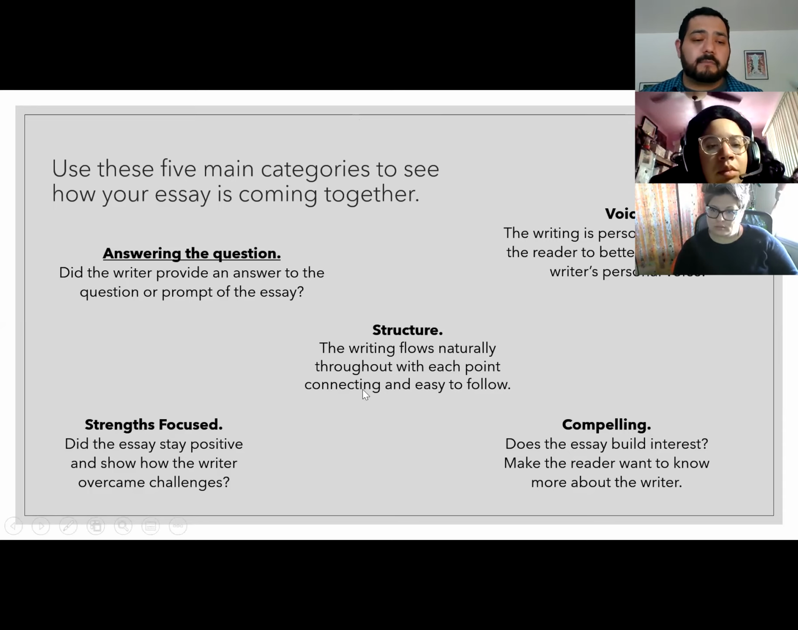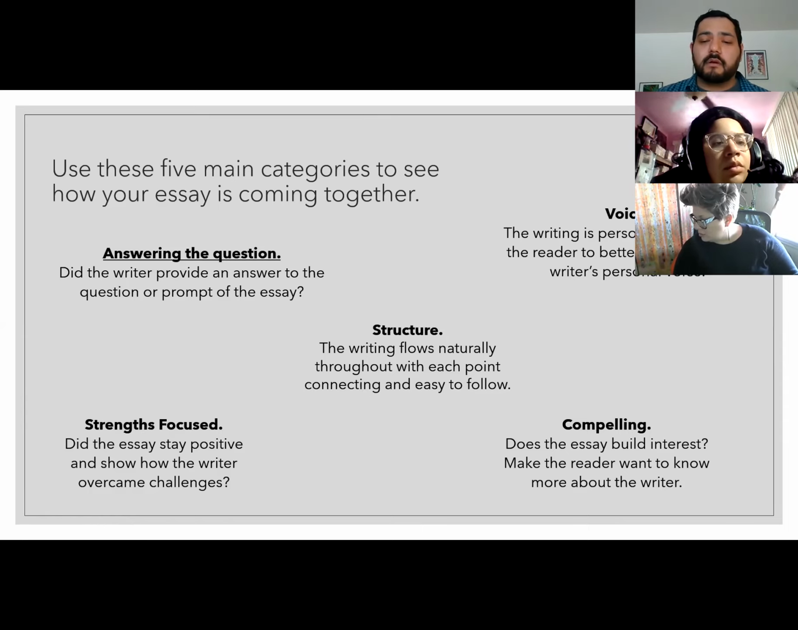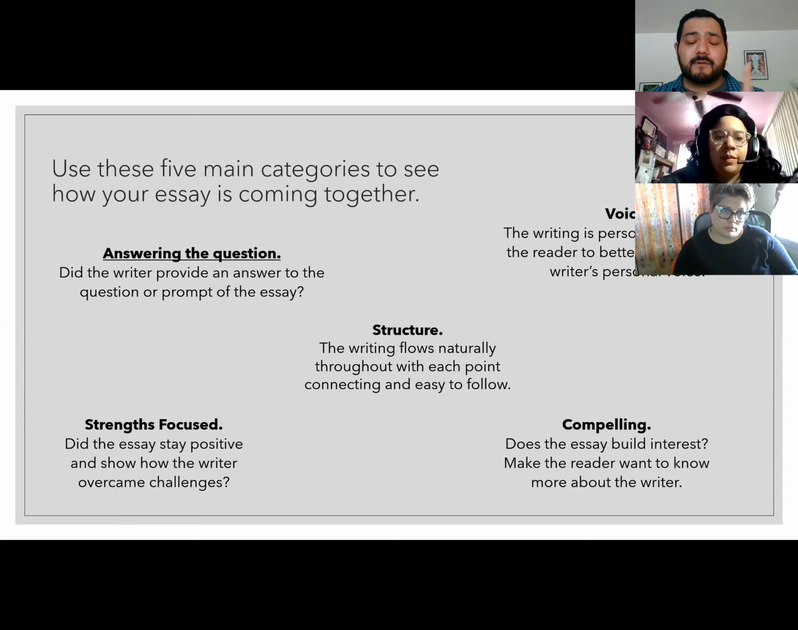Strengths focused. Is your essay really staying positive and showing how you, the writer, overcame those challenges? That's going to be important. We want to know that drive. We want to know what sets you apart, and those strengths are going to be great areas to really determine that. And last but not least, there of course is compelling.